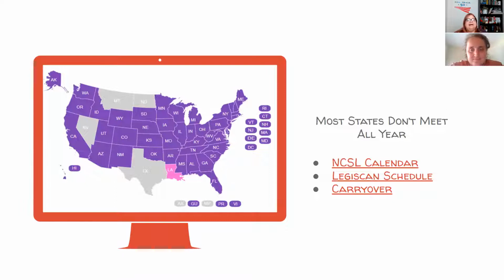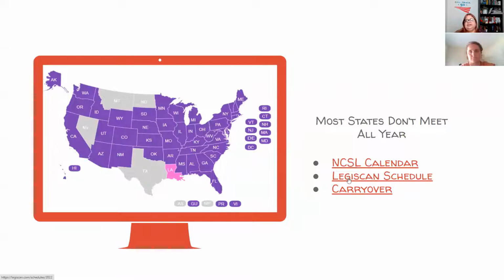Some states have 2-year sessions. Some states have 1-year sessions. The states on the map that are gray have every other year sessions. So again, all the states are unique. You can click on this NCSL calendar link to show you when your state starts and stops, and if they're in a special session or what exactly is going on.